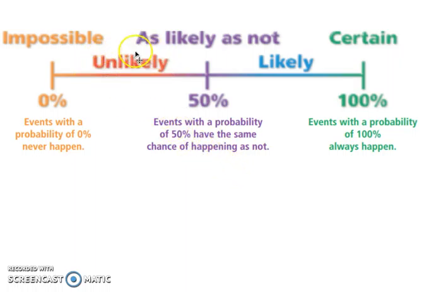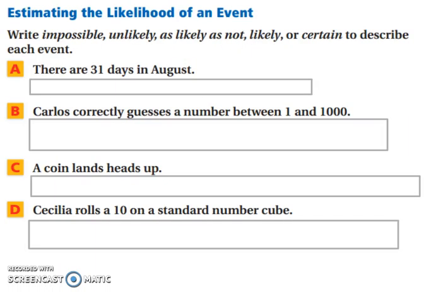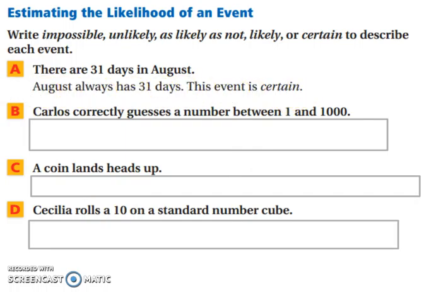Something that is unlikely has a less than 50% chance of happening, but it could still happen. Something that's likely to happen has a greater than 50% chance, but it doesn't happen every single time. So let's practice estimating the likelihood of an event. There are 31 days in August. Well, August always has 31 days, so this event is certain.